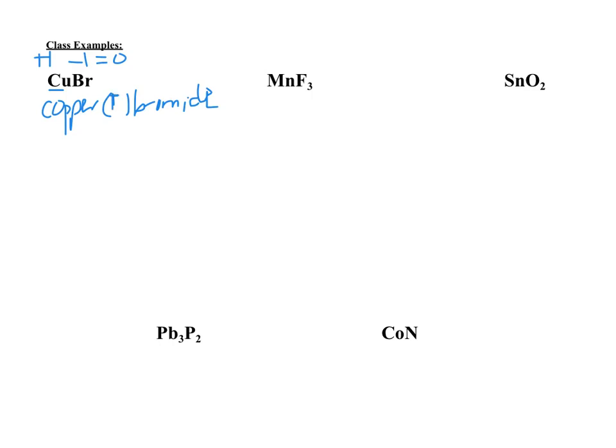And a lot of times y'all ask me, do you still have to write the 1? Yes, because copper doesn't always have a 1 charge. So we have to be super clear that in this bond, copper has a +1 charge.